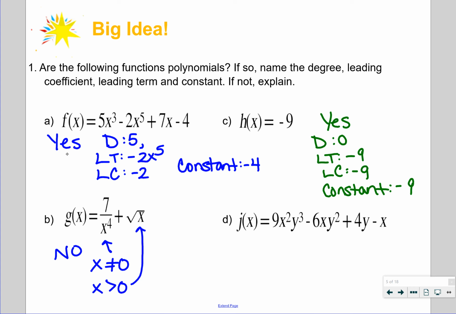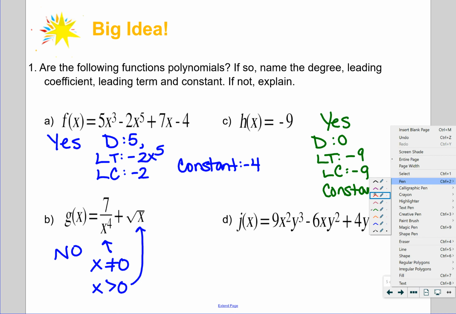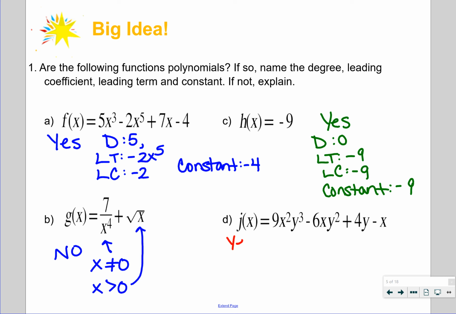Okay, the bottom one's a special case. That's why I want to do this one together. This is a polynomial. We're not going to do a whole lot with these, but it might pop up on Math Excel just with these yes, no questions. It is a polynomial. If you have more than one variable in a term, to find the degree, you're going to take the powers on your variables and add them together. Do you guys remember doing that maybe in like algebra 1? Does that sound familiar? No? Okay. We add them together.